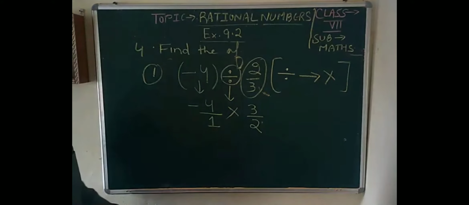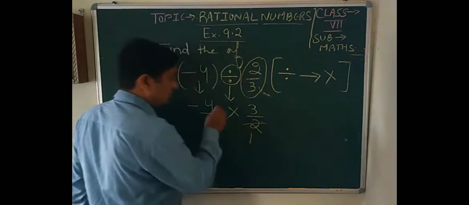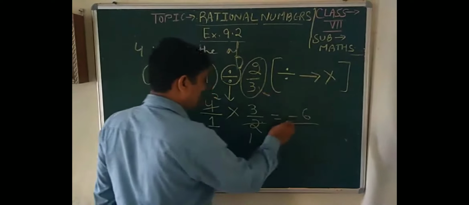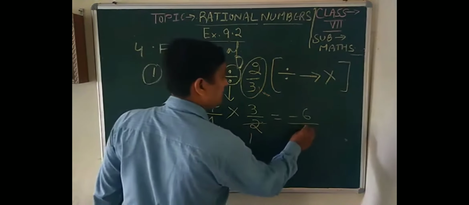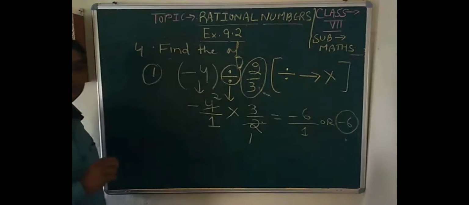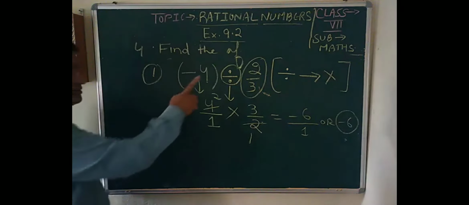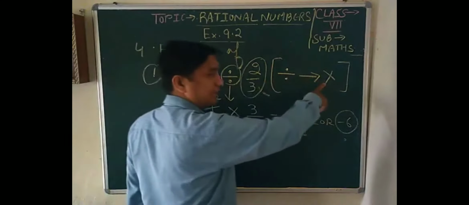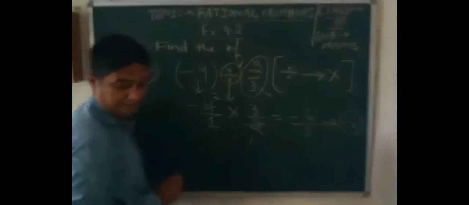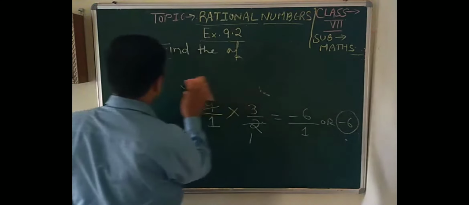Now children, if they were divisible, you can divide; otherwise, you can directly multiply. 2 ones are 2, 2 twos are 4. Now it's minus 2 into 3 becomes minus 6 upon 1 into 1, that becomes 1. Or you can simply write down minus 6 is the answer. There is no other formula for doing this. Simply change the sign of division into multiplication and then write down the reciprocal of the divisor. Now we will do one more part of this question number 4, children.